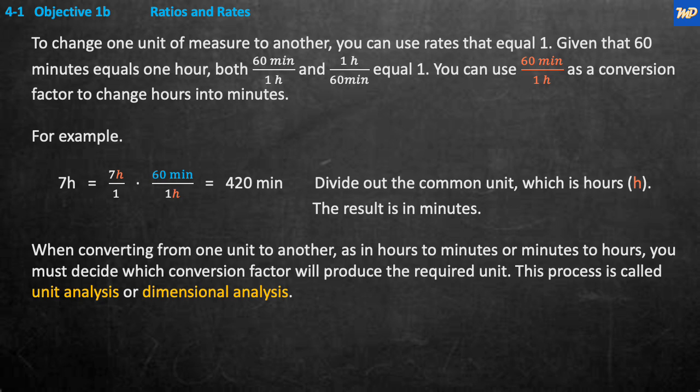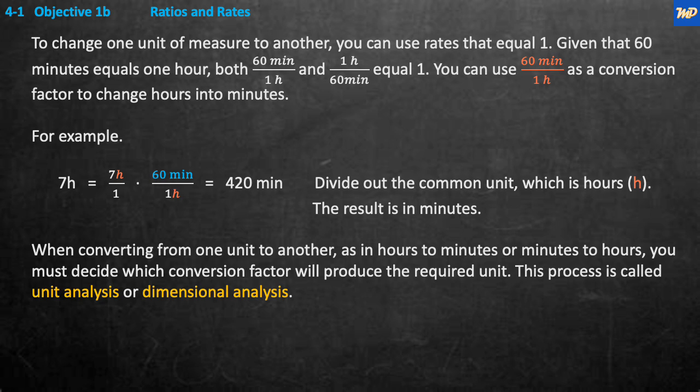Okay, objective 1b, so this is the second slide from objective 1, ratios and rates. To change one unit of measure to another, you can use rates that equal 1, given that, for instance, 60 minutes equals 1 hour, both 60 minutes per hour and 1 hour per 60 minutes equal 1, because an hour is 60 minutes and 60 minutes is an hour. So in this case, you can use 60 minutes per 1 hour as a conversion factor to change hours into minutes.